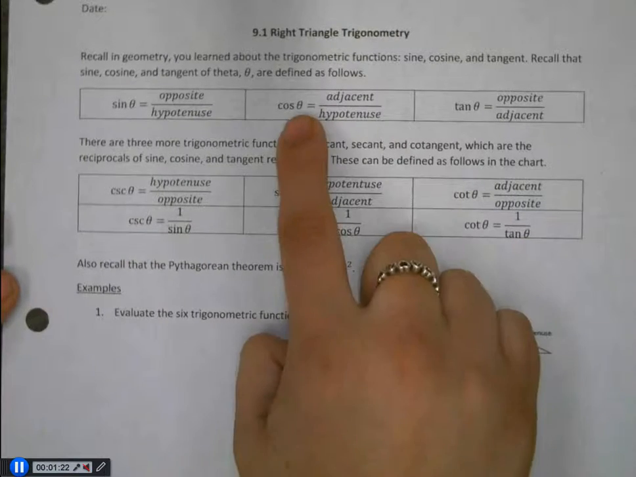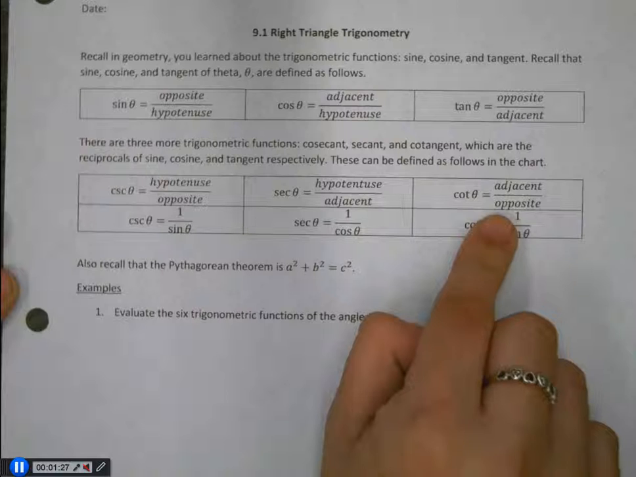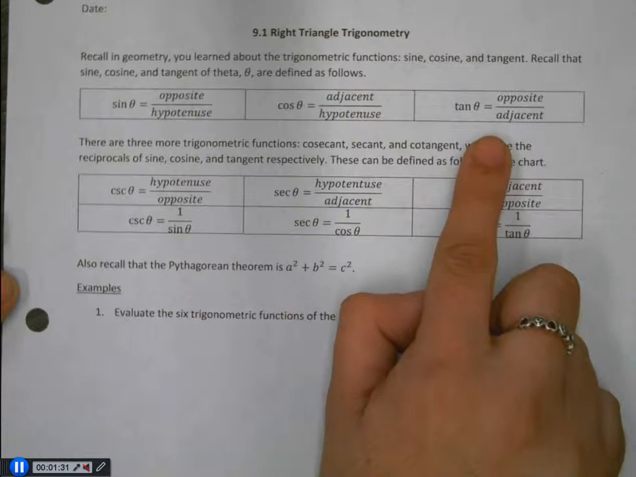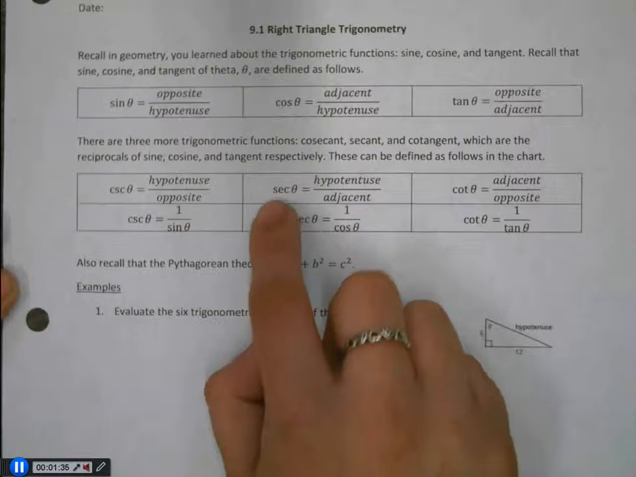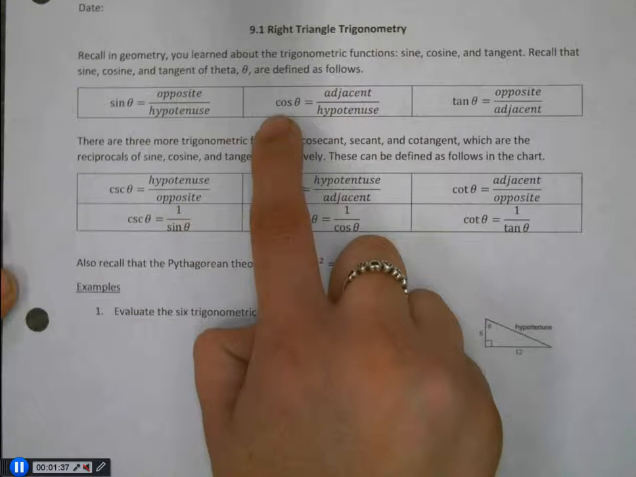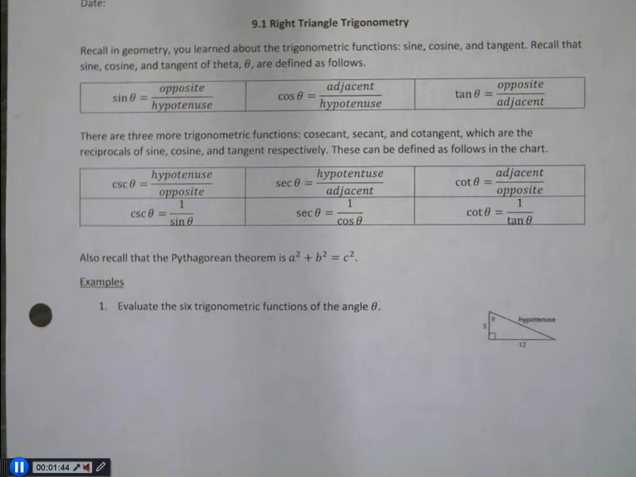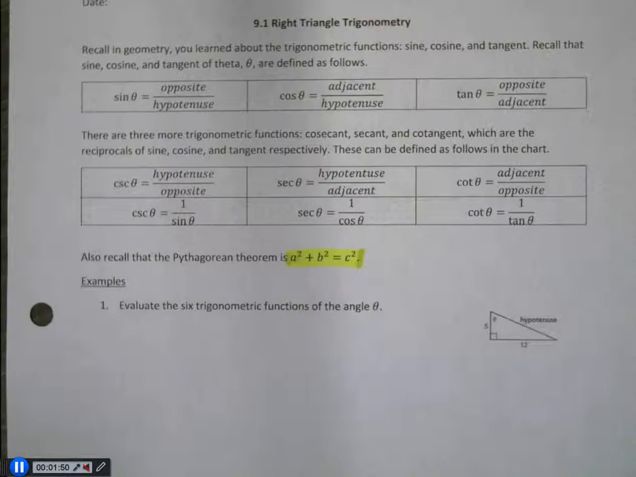Secant is the opposite of cosine. You have hypotenuse over adjacent. And cotangent is the opposite of tangent. The way I remember which ones go together is cotangent has a t in it, just like tangent. Secant is almost spelled backwards like cosine is, and then CSC and sine go together because they're just left over. Okay? I also want you to remember the Pythagorean theorem, which is a squared plus b squared equals c squared.